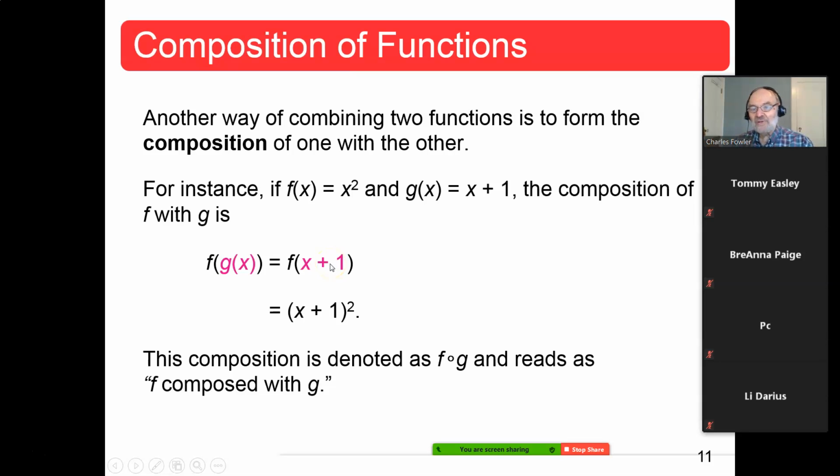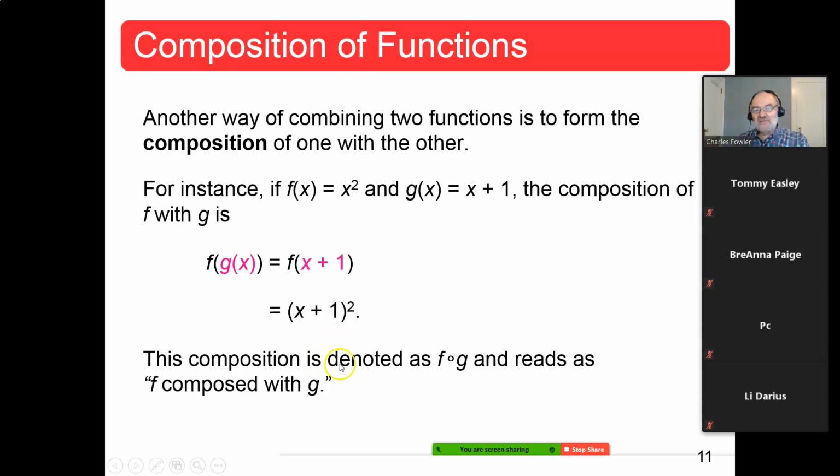Then look and see, what does the f function tell you to do? It tells you to take what's in the parentheses and square it. Well, now what's in the parentheses is x plus 1, so now we take x plus 1 and square it. That's what we mean by composition, composing one function with another.